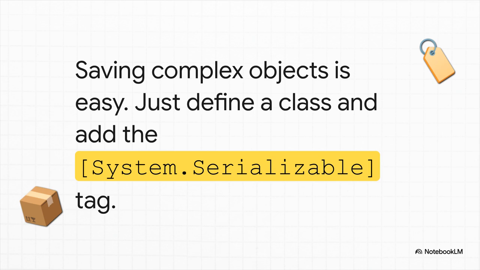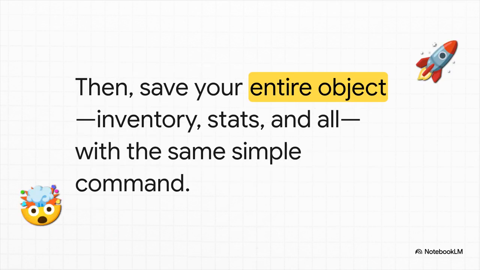Well, this is where SaveData Pro really starts to flex. You just set up your data like you normally would in a C# class. The only thing you have to do is add this little attribute at the top, System.Serializable. That's just you telling Unity, hey, this thing, it's savable. And then, you are not going to believe this.